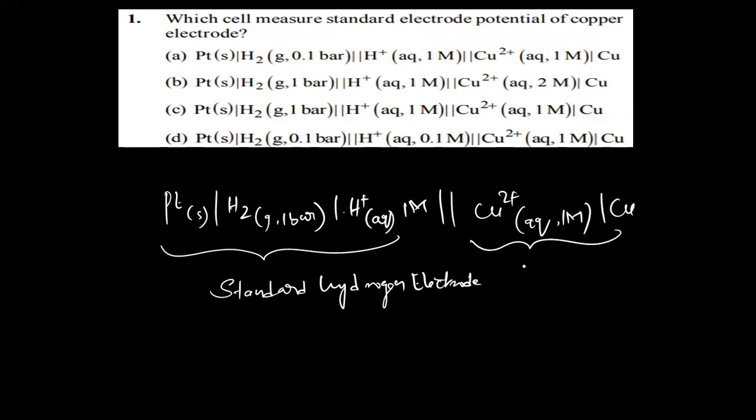So if you are calculating any standard electrode potential value, that particular electrode or that particular metal with its 1 molar concentration electrolytic solution has to be coupled with a standard hydrogen electrode. So option C is the correct answer for question number 1.